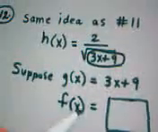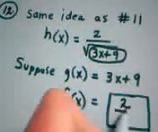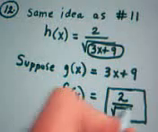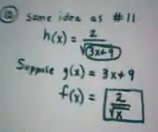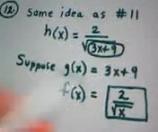F of x would be the function that does this. It has 2 in the numerator, and in the denominator it takes the square root of the input, and in general you call input x. So the correct answer for f of x would be 2 over the square root of x.